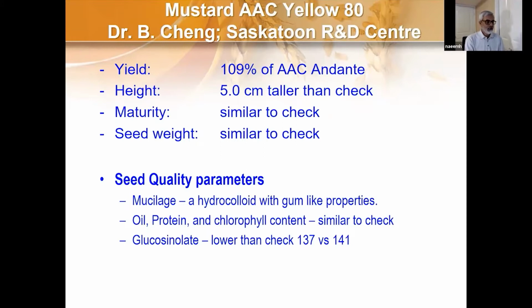Mucilage in yellow mustard is a very good characteristic and one of the breeding objectives. It is like a xanthan gum, and it offers excellent emulsification capacity, both in oil and water systems. It is lower in glucosinolate than the check variety. It is 137 versus 141 units in the check.